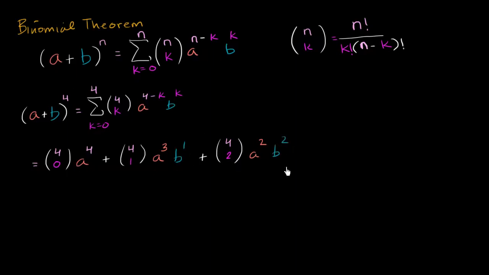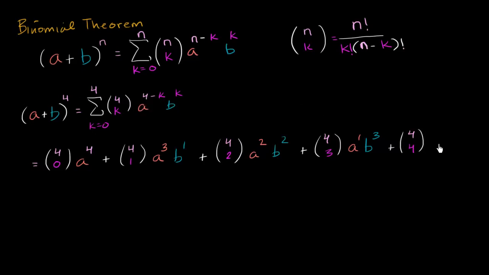And we only have 2 more terms to add here. Plus 4 choose 3 times 4 minus 3 is 1, so a to the first, and then b to the third power. And then only one more term, plus 4 choose 4. K is now 4. This is going to be our last term, since k goes from 0 all the way to 4. 4 choose 4, a to the 4 minus 4, that's a to the 0, that's just 1.